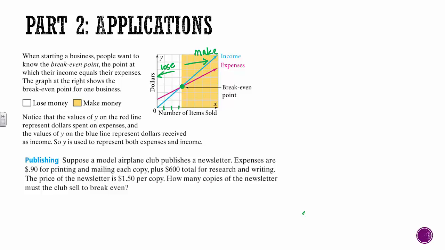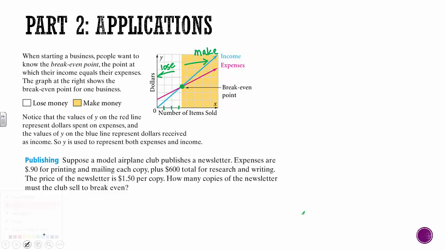So here's the problem. Suppose the Model Airplane Club publishes a newsletter. Expenses are 90 cents for printing and mailing each copy, plus $600 total for research and writing. The price of the newsletter is $1.50 per copy. How many copies must they sell to break even?